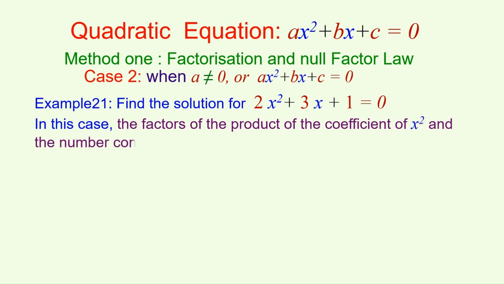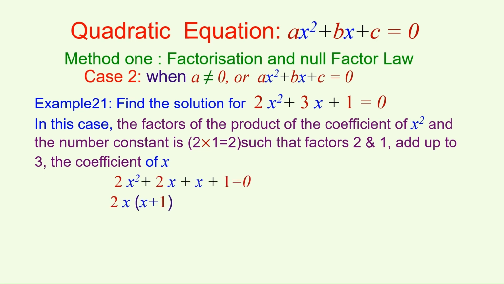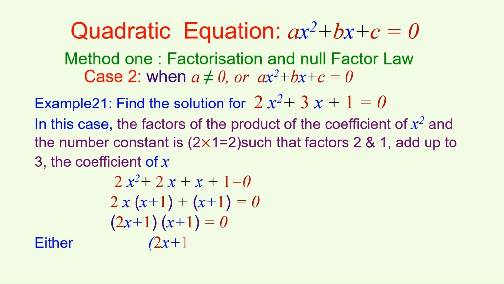In this case, the product of the coefficient of x squared and the constant is 2 times 1 equals 2, such that the factors 2 and 1 add up to 3, the coefficient of x. So 2x squared plus 2x plus x plus 1 is equal to 0. 2x(x plus 1) plus (x plus 1) equals 0. (2x plus 1)(x plus 1) equals 0.